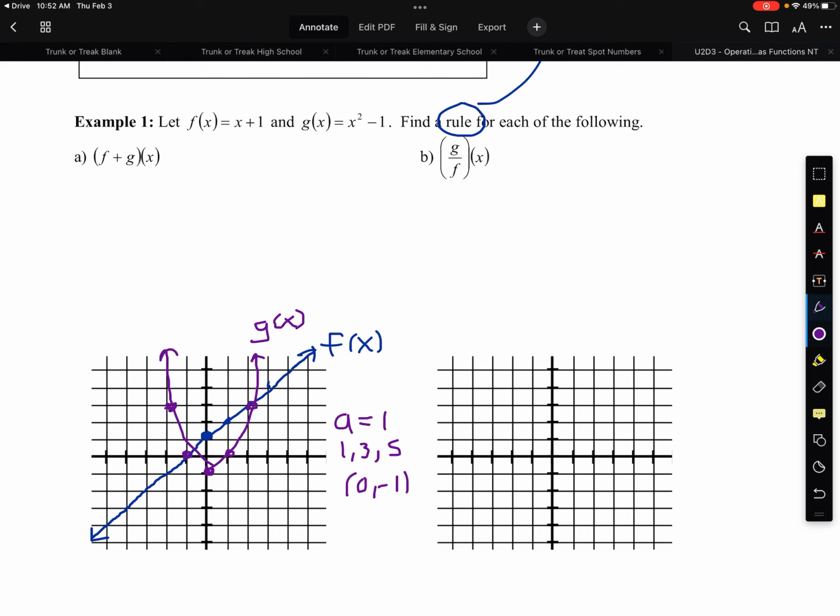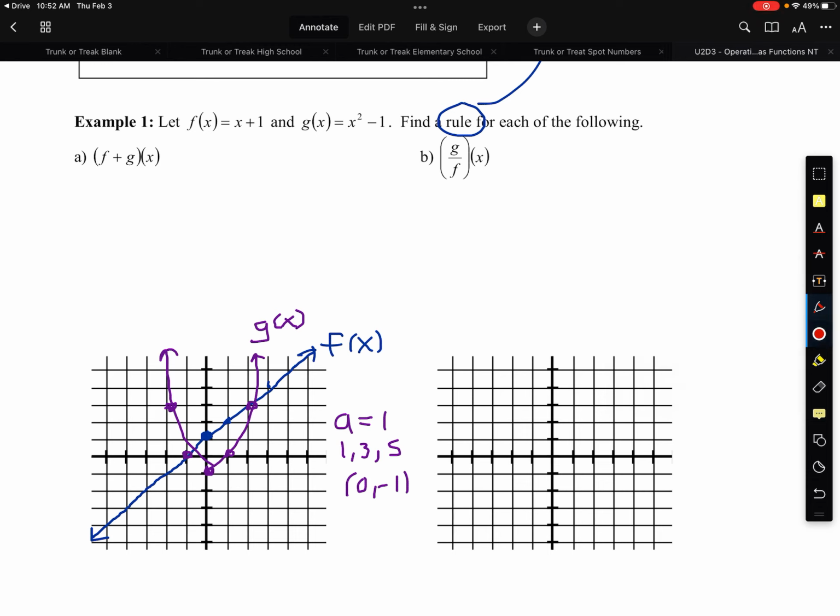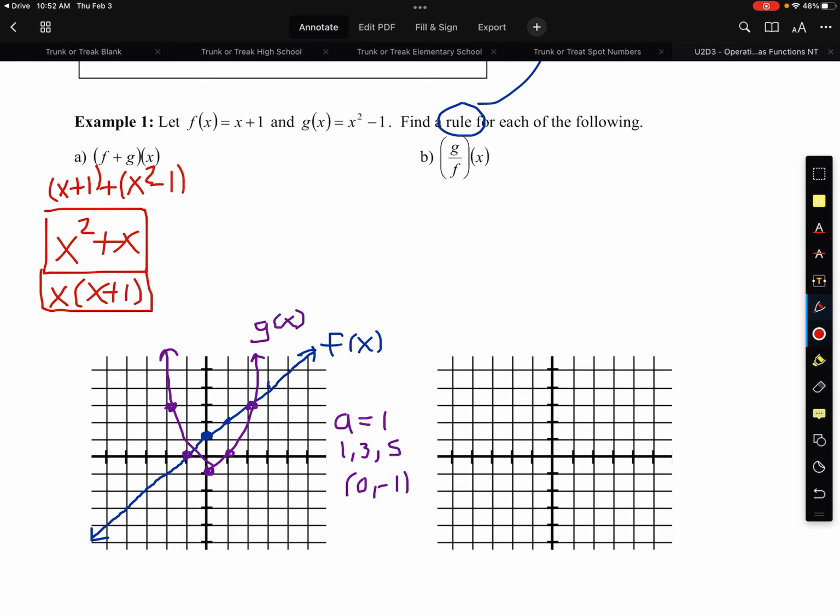In this scenario, the idea is that we want to combine them together. Option 1 is we literally take x plus 1 and add it to x squared minus 1, which gives us our new equation of x squared plus x. So that is the rule. The rule is the new equation. Technically, you could also write it as x times x plus 1, that's another version of it.